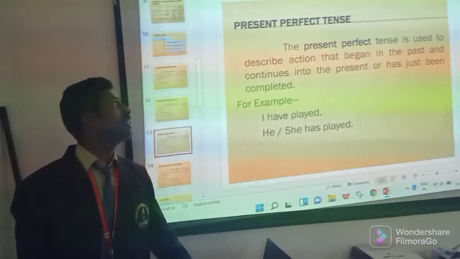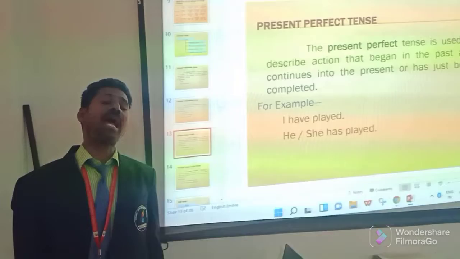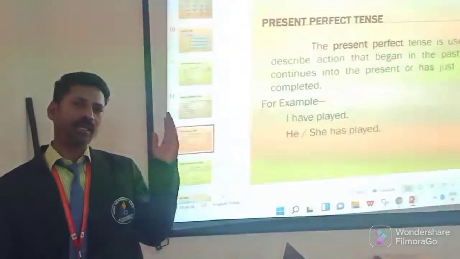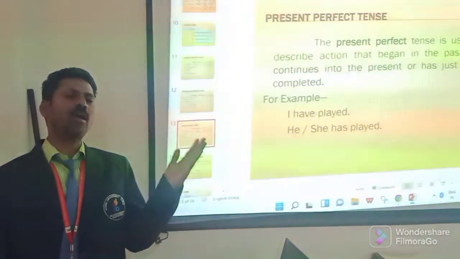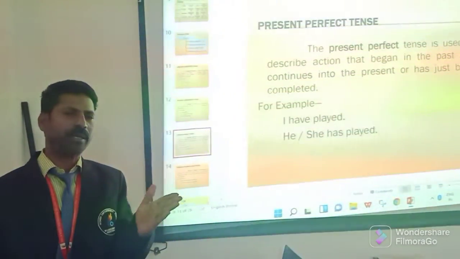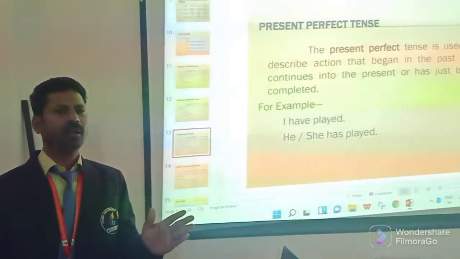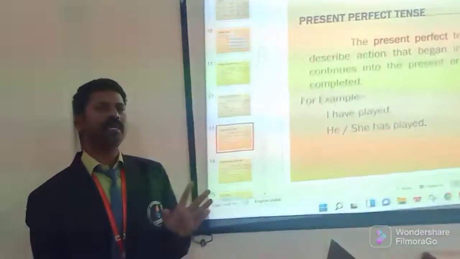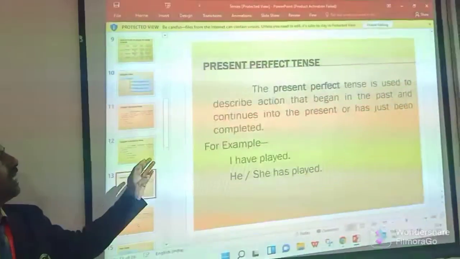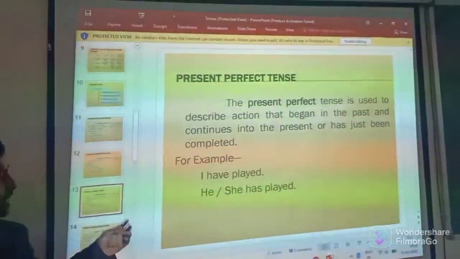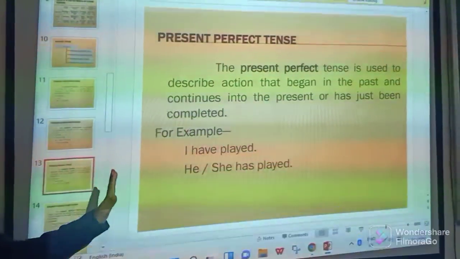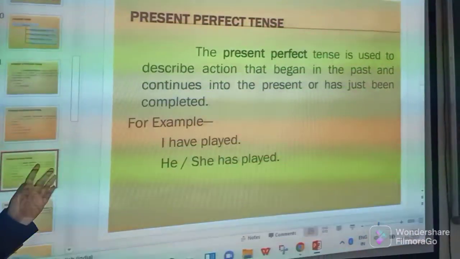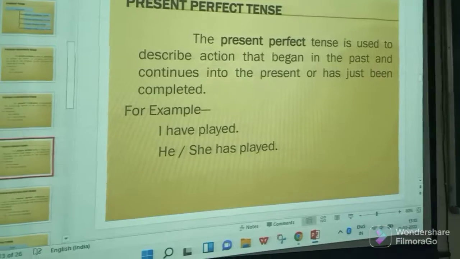And coming to the present perfect tense, the action started earlier and has just now been completed, or is going to be completed now. Such types of sentences can be said in the present perfect tense. The examples: I have played, and he or she has played.